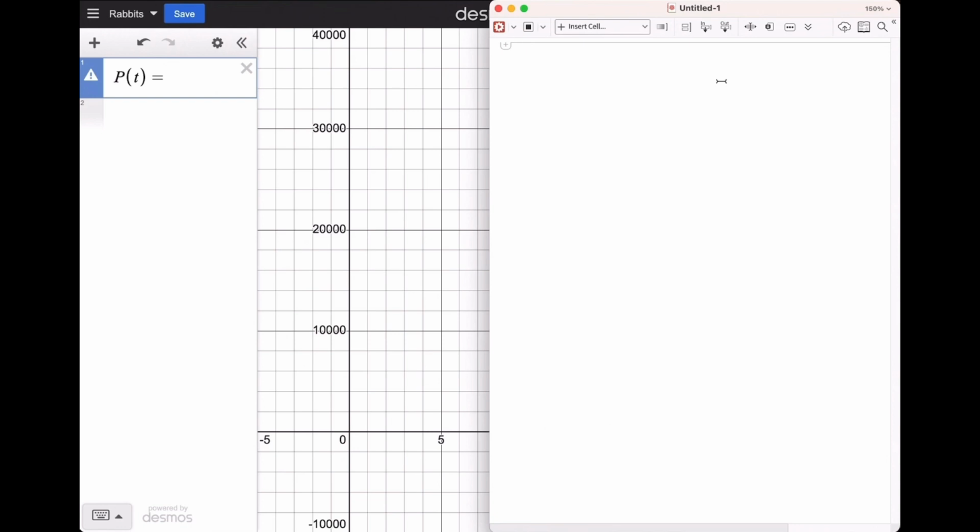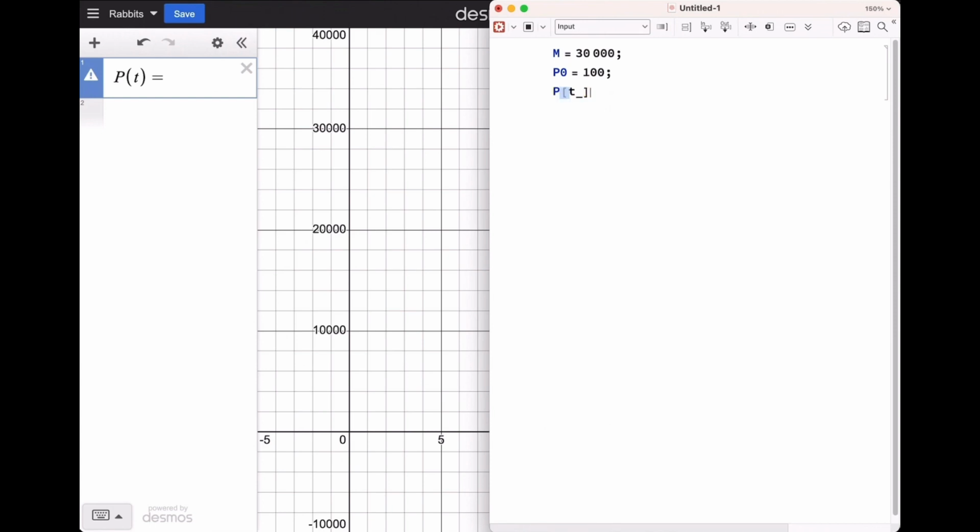All right, I've got Mathematica up and running here. And first, we're going to just define the different parameters that we have for this problem. So I'm going to define the carrying capacity, that is 30,000. And then the initial population, I'm just going to call P0. This is 100. Now I'm going to write the solution for the logistic differential equation.